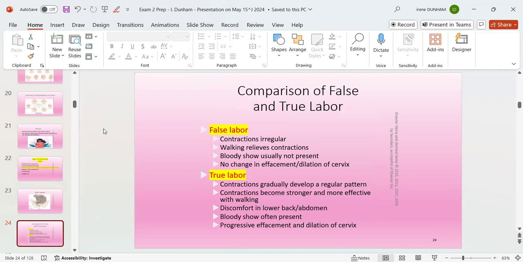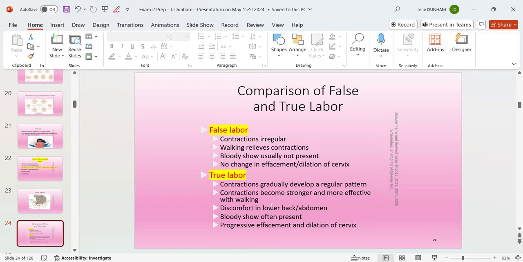All right, so this is pretty important because you probably will see a question about the difference between true labor and false labor. Those are always good questions. We talked about true labor a lot already when we talked about contractions. So I'm going to start here with true labor. Your contractions gradually go into a regular pattern. We talked about it. They become stronger. Now, they do become stronger and more effective when you have your patient ambulate. So a good question is, how do you make a contraction stronger? Send your patient out walking.